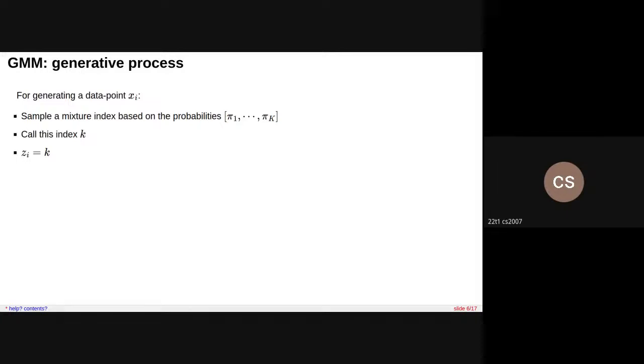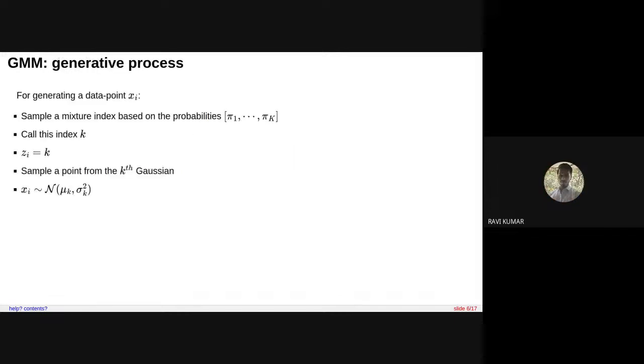We are positing that there is some mixture from which this point is coming, and that variable I am calling Z. This is something we are saying, and it's kind of latent. So that is Zi equal to K. Now, once you know that, you can start sampling from the kth Gaussian, and this is how you do it. All this should be clear by now. So hope there are no doubts. If there are any, please stop me.